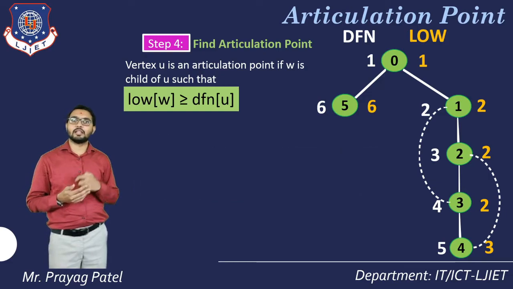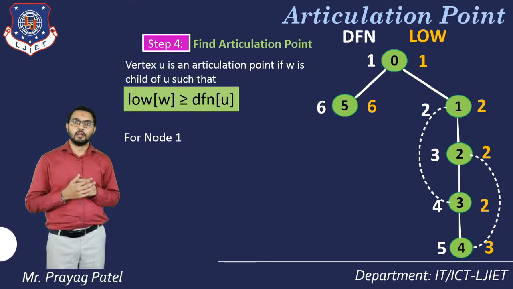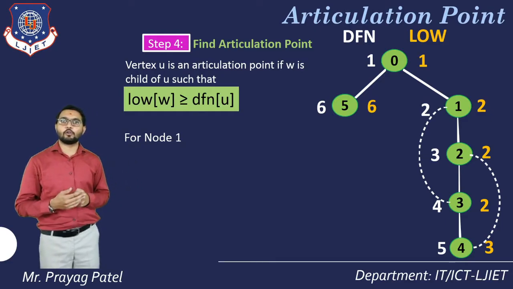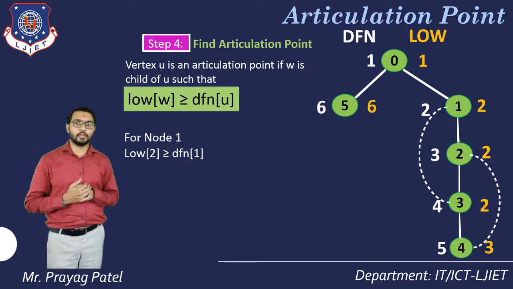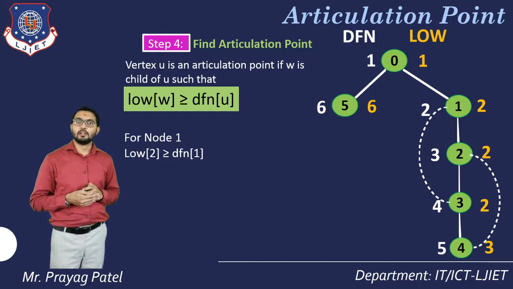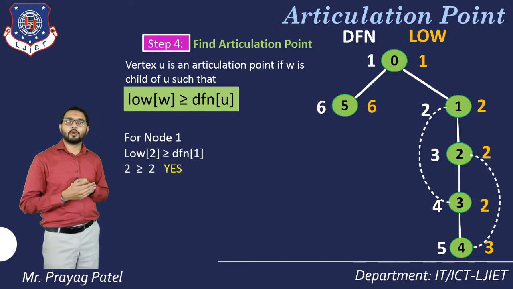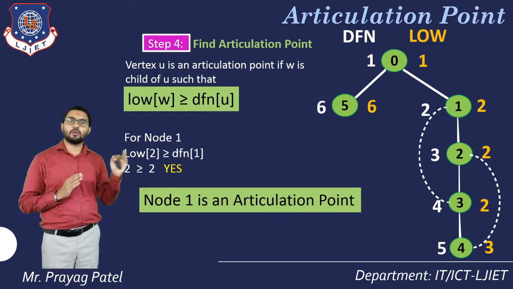Now consider node numbers 1, 2 and 3 one by one. First, node number 1. For node number 1, we check the condition low of W greater than or equal to DFN of U. Here, W means the child of your node and U means your node. The child of node number 1 is node number 2. So low of 2 greater than or equal to DFN of 1. The value of low of 2 is 2, so 2 is greater than or equal to 2. Yes, the condition is satisfied. So node number 1 is an articulation point.